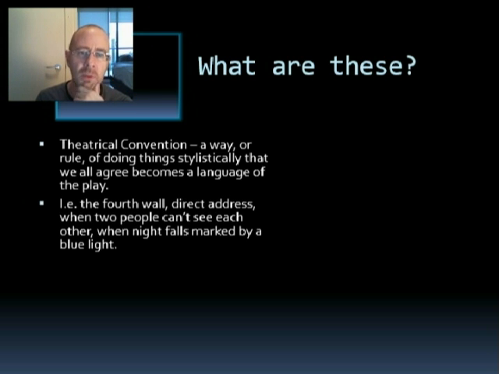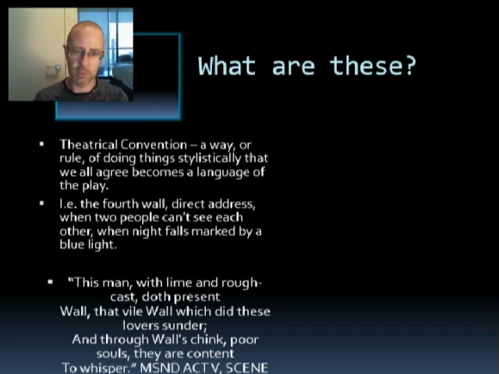This man with lime and rough cast doth present wall, that vile wall which did these lovers sunder, and through wall's chink, poor souls, they are content to whisper. And of course, that's from Midsummer Night's Dream, and we're holding up a lantern, and I'm pretending to be a wall, and all of those things. Theatre is so wonderfully imaginative that, you know, a person can be an object, an object can be a person, and other things as well.